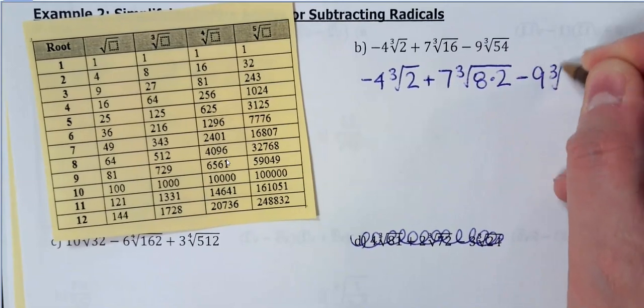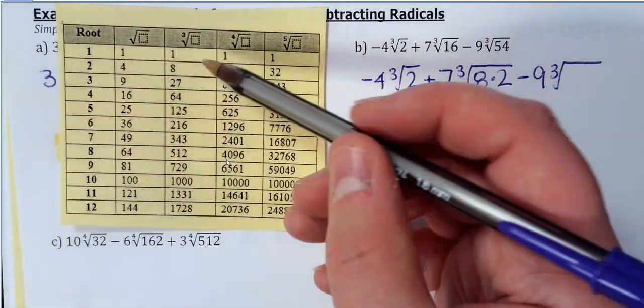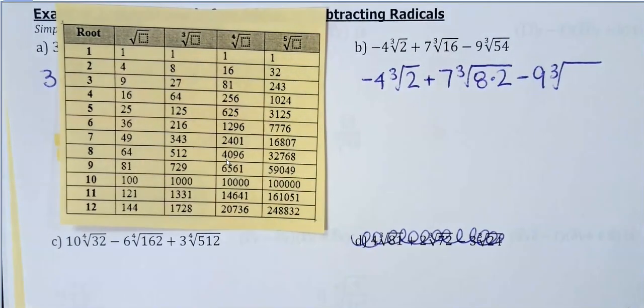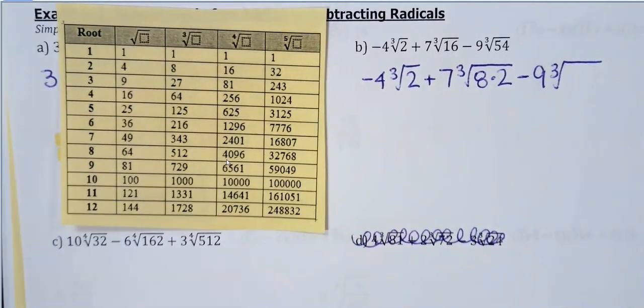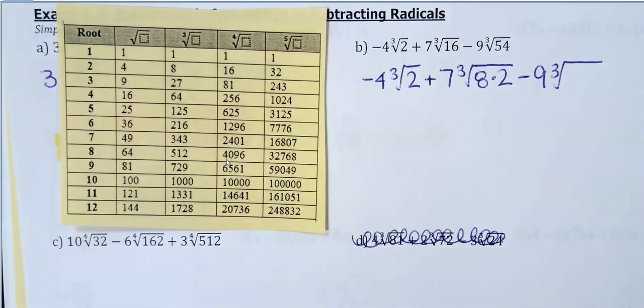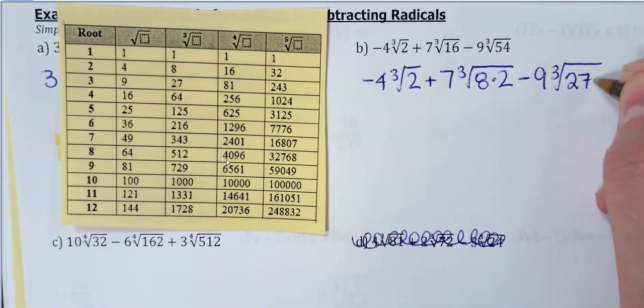Now, 54. So I'm looking at these. You don't want to use the 1 because that's not going to break anything down. So I'm looking at 8, 27, 64. Which of those numbers would divide into 54? The 27. And if you're not sure, grab your calculator and check. Just punch it in. Take 54 divided by 8, doesn't go in. 54 divided by 27, you would get 27 times 2.